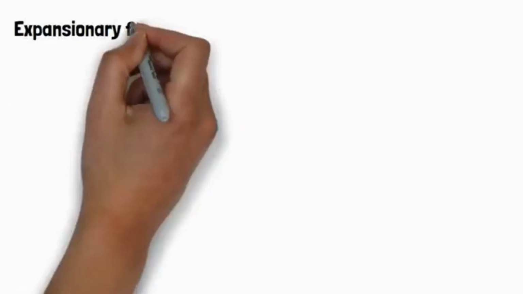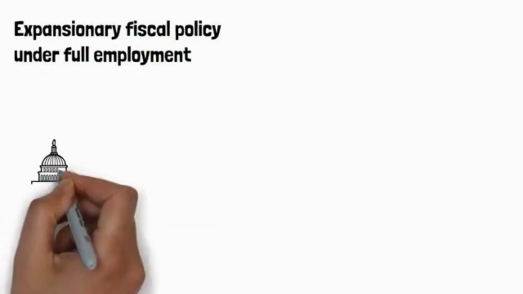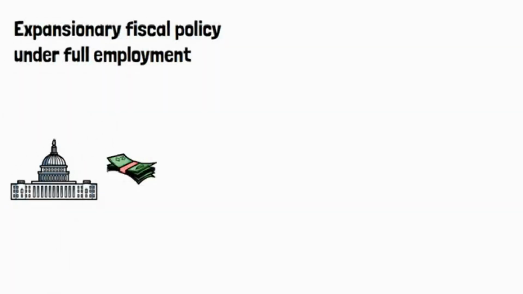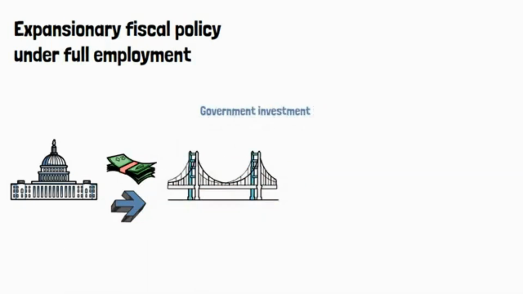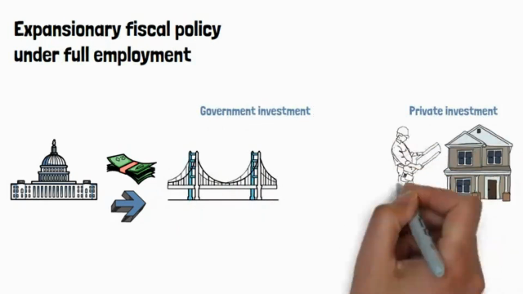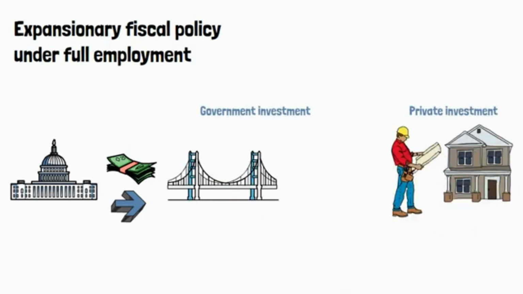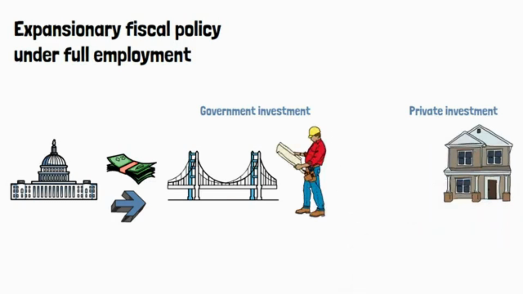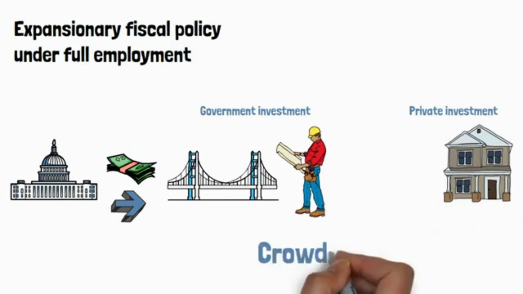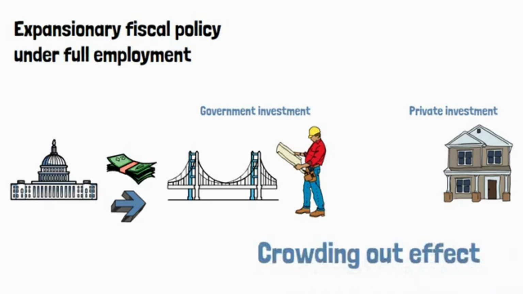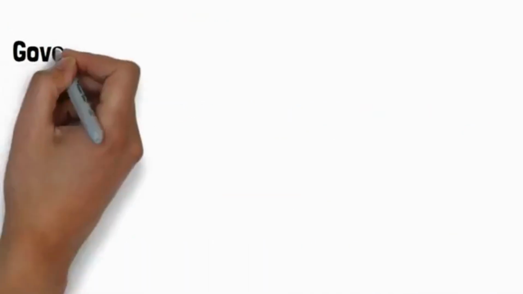If the economy is already running at or near full capacity, then the increased government spending will not stimulate the economy, but will only lead to inflation. If the government invests money on new projects and there are no resources available, then the resources will need to be diverted from other activities, and government investment is just replacing private investment. This is called the crowding out effect.